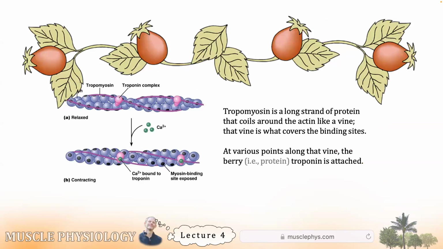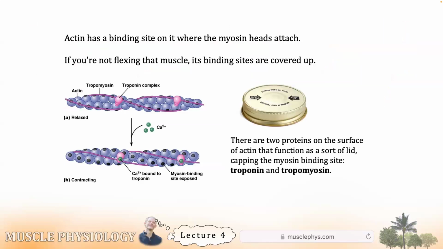So remember tropomyosin from the last lecture, a long protein that winds around actin. Think of it like a vine coiling around the actin. And along that vine are berries, occasional berries growing along the winding vine of tropomyosin. Those berries are troponin. And troponin is a complex of proteins. There's troponin C, I, and T. We'll talk about those in just a minute.